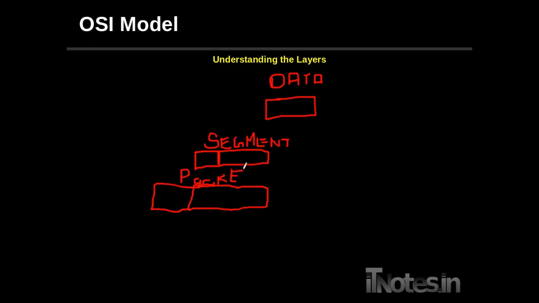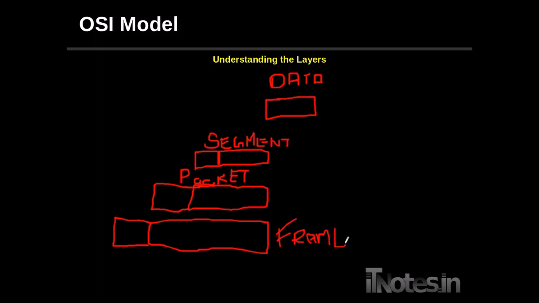And with the packet, if I add the layer 2 information, that is the data link layer, that is the source MAC address and the destination MAC address, then I'll get the frame. This is frame. Okay, and finally all of this will get converted to electricity.